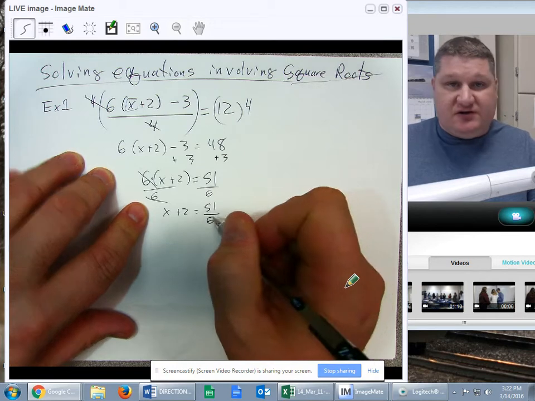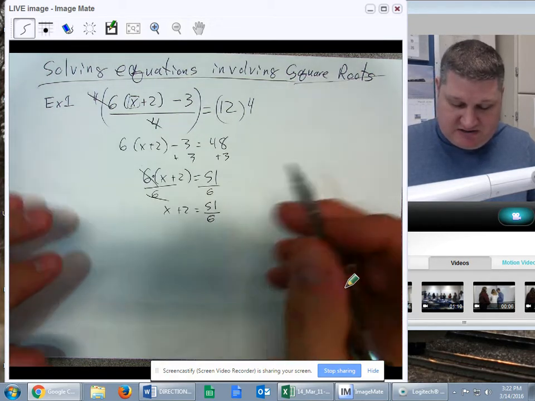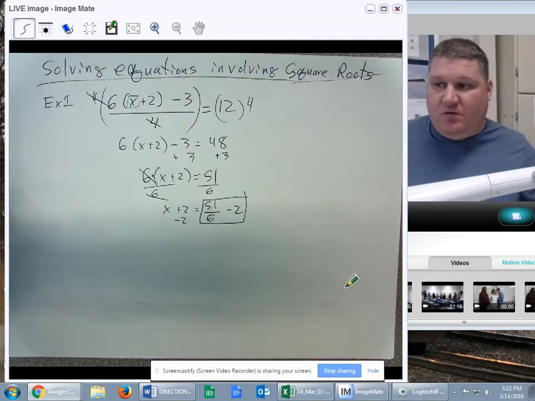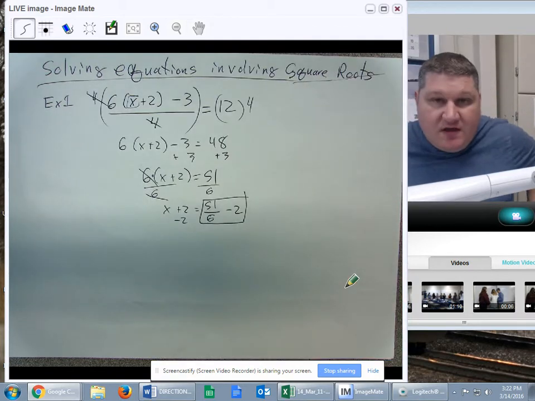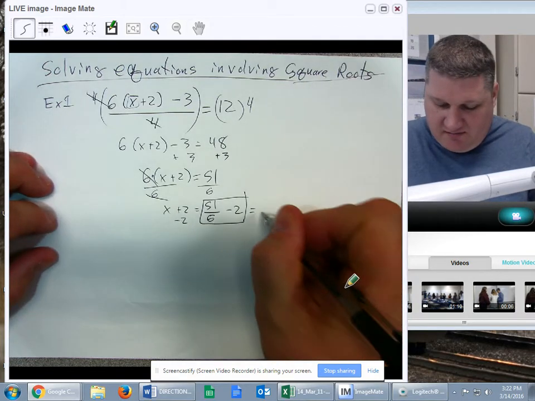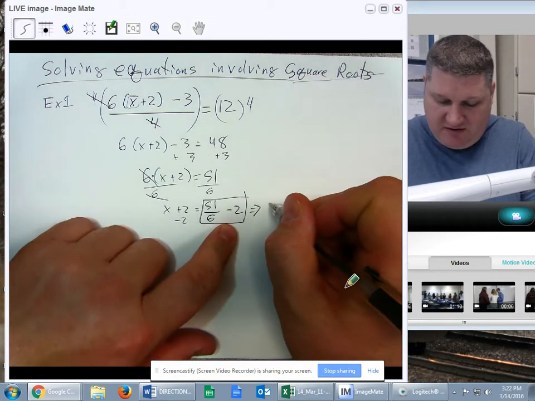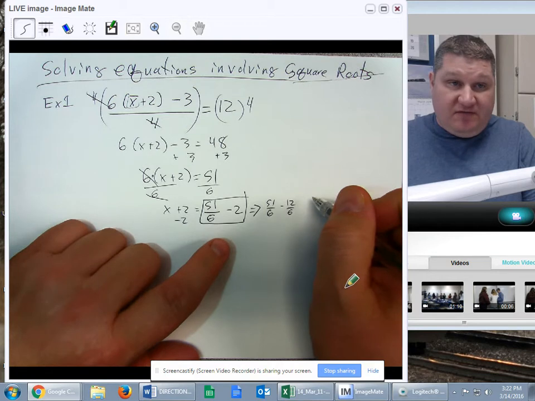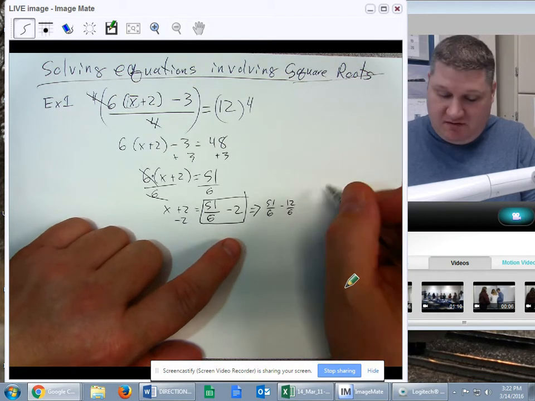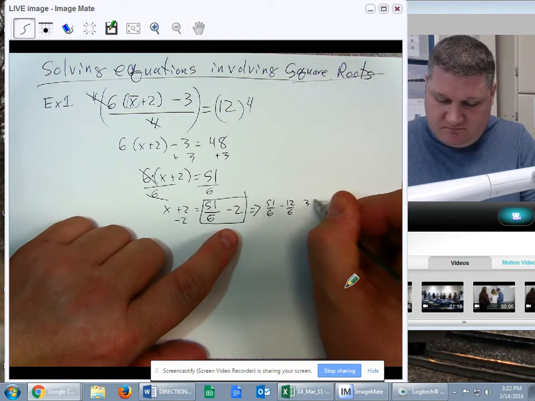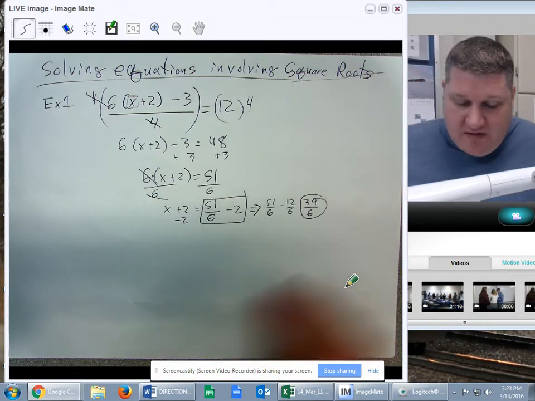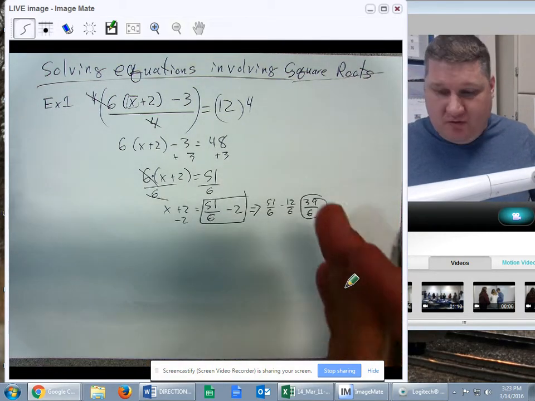Now, I could turn that into a decimal, or I could just leave it as it is. Minus 2, and my answer is 51 over 6 minus 2. If I wanted to, I could find common denominators. That would be 51 over 6 minus 12 over 6. 51 minus 12 being 39. So 39 over 6, and work it out from there. Okay, that's solving without square roots.